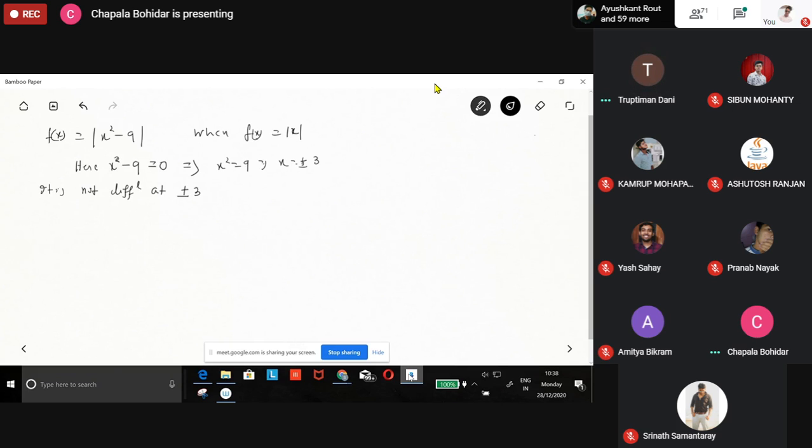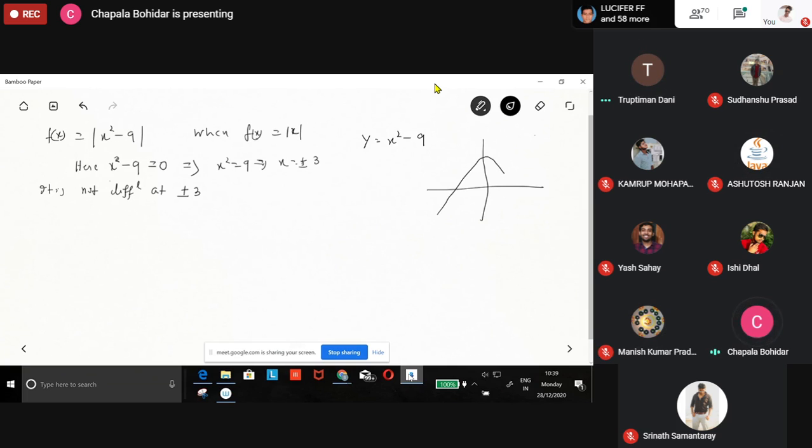All of you clear here? So it is plus minus 3. Now do the graph of this curve. If I write y is equal to x square minus 9, what type of curve is it? First, do the graph. It is a parabola, 9 units downward.